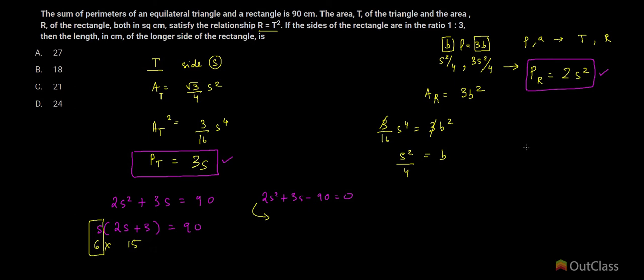Anyway, S is 6. What we want is L. L is 3S square by 4. It's 3 into 6 square by 4. That's 3 into 9, 27.